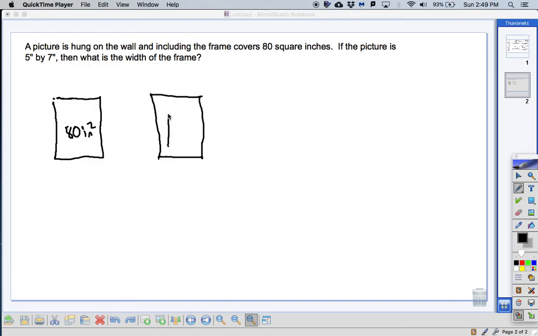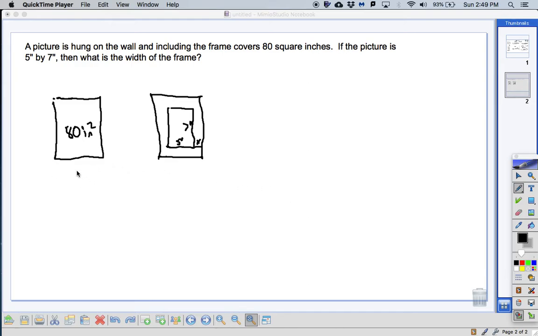Okay? Now, within that 80 square inches, it's developed into two different parts. There's a frame, and then there's the picture inside the frame. And it's telling me that the picture is 5 inches by 7 inches. And what I don't know is this frame, so we're going to label this x. Okay, and then I need to write a quadratic equation and solve it to figure out what the width of the frame is, which is what x is right here. So that's our goal.